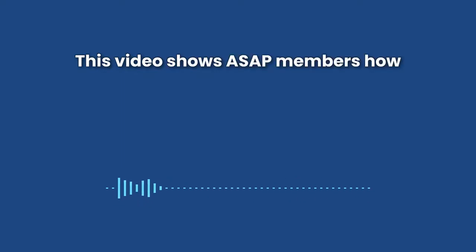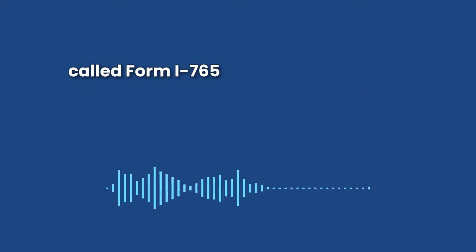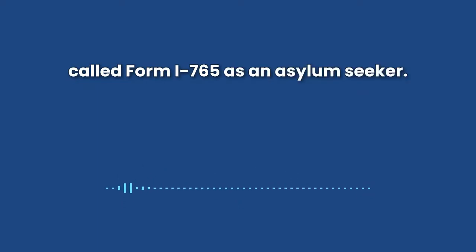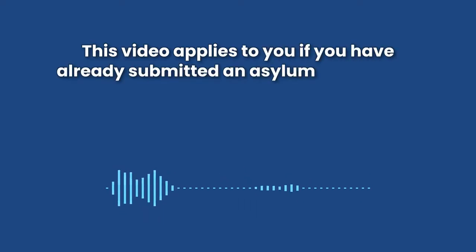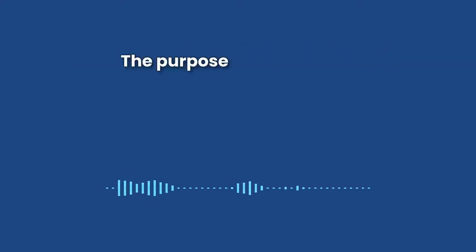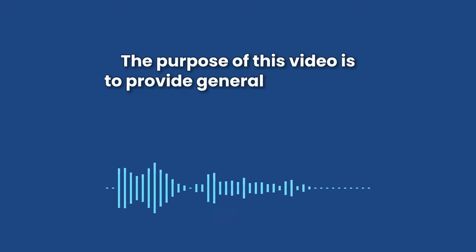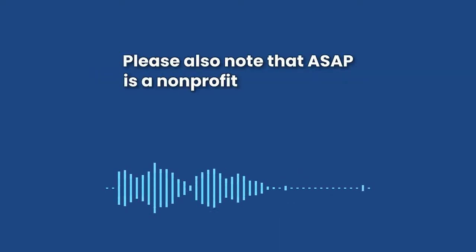Hi, this video shows ASAP members how to fill out a work permit application called Form I-765 as an asylum seeker. This video applies to you if you have already submitted an asylum application, Form I-589. The purpose of this video is to provide general information about the work permit application. It is not intended as legal advice. Please also note that ASAP is a nonprofit organization and we are not part of the government.